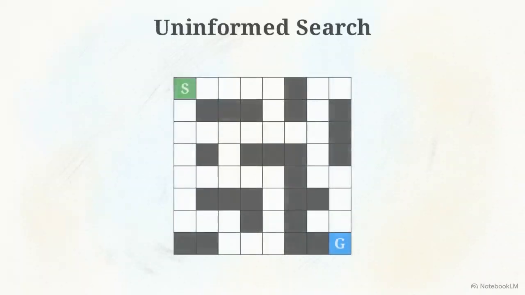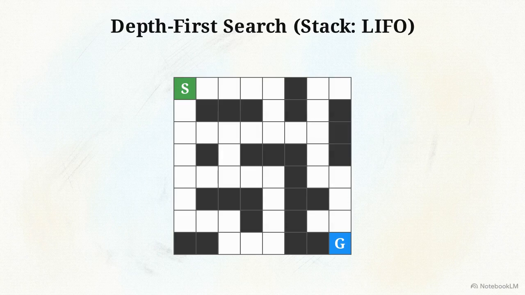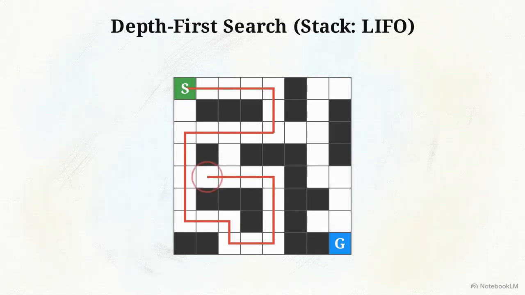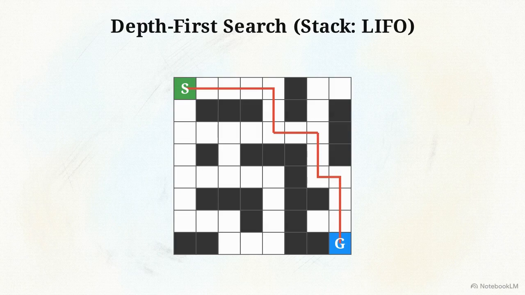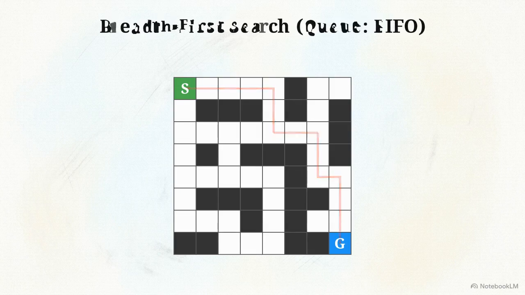Uninformed search algorithms navigate without problem-specific knowledge. On a maze grid like this, depth-first search relies on a last-in, first-out stack structure. It plunges down a single path until it hits a dead end, forcing it to backtrack. This blind approach can find a solution, but it often yields bloated, suboptimal routes.